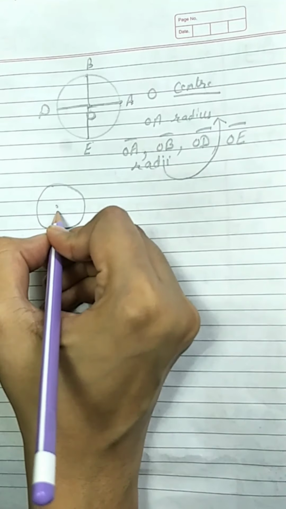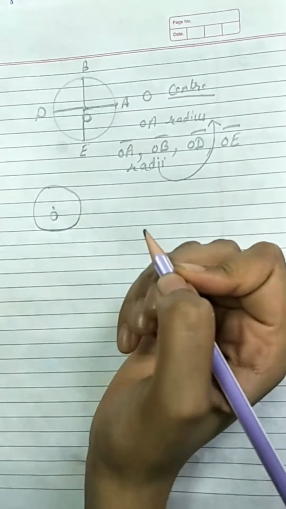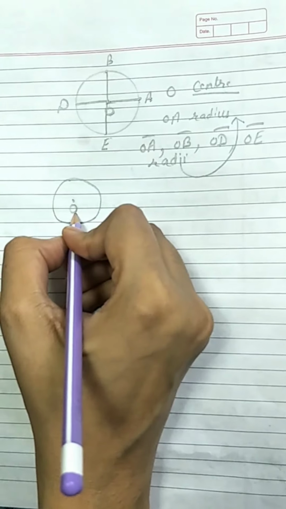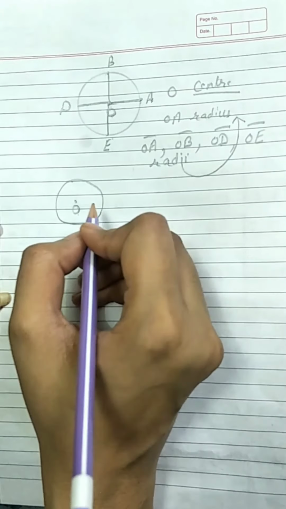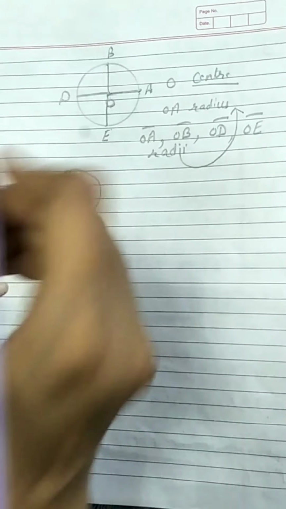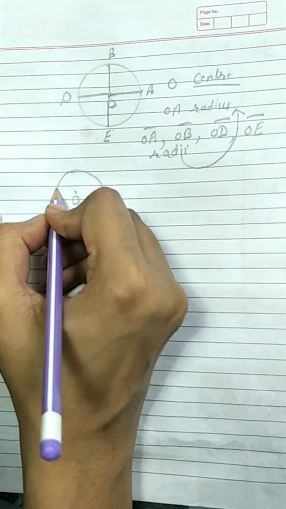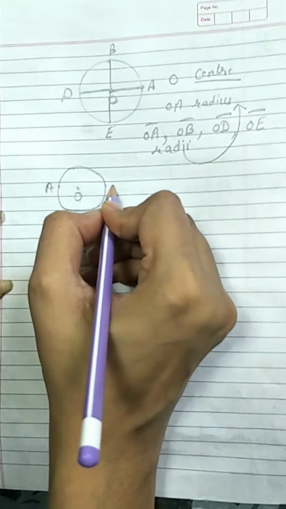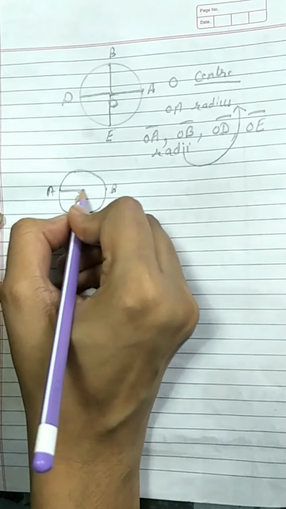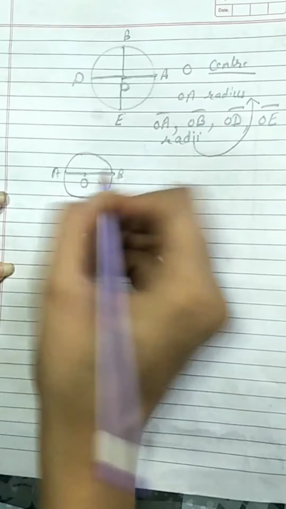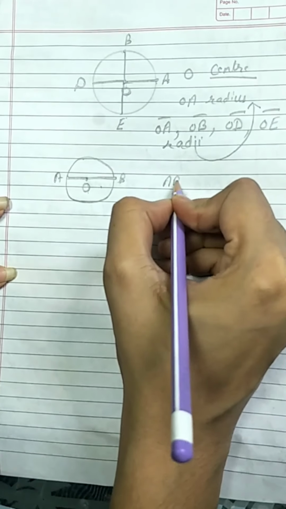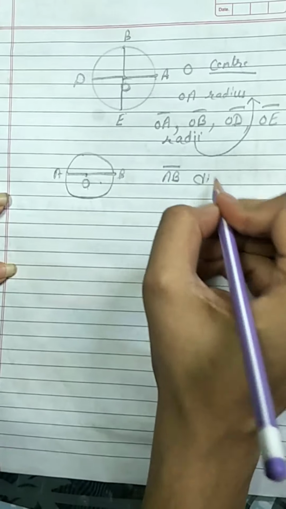Suppose this is the center of the circle, O. Any 2 points on the circle joined by a line passing through its center give the diameter. Suppose I am taking any 2 points on the circle, A and B, but the line should pass through the center. So we get a diameter. So this AB is called a diameter.